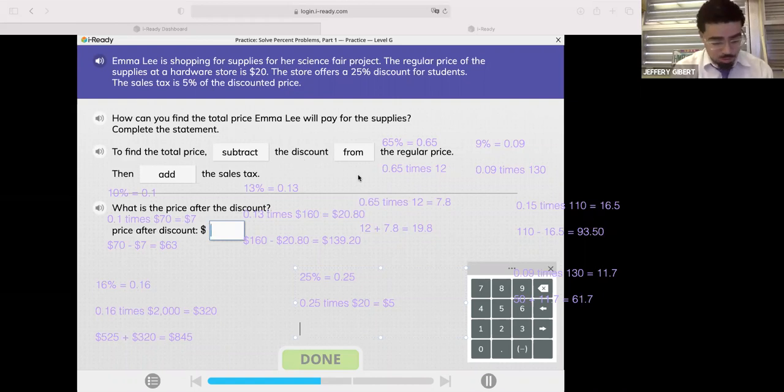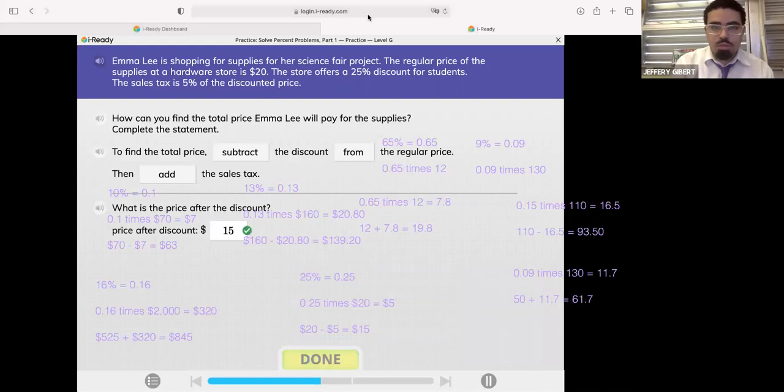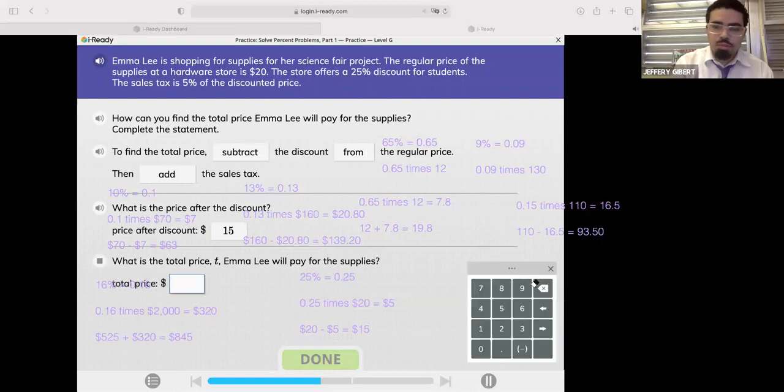So we've got to do $20 minus $5. So what's that give you? All right, so I think you said 15. So $20 minus $5 equals $15. All right, good job. Now include the sales tax. What is the total price T MLE will pay for the supplies?